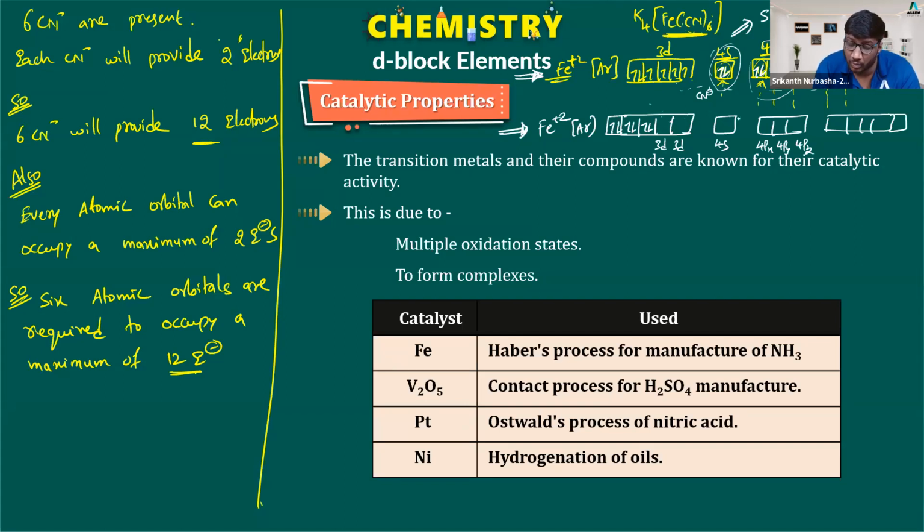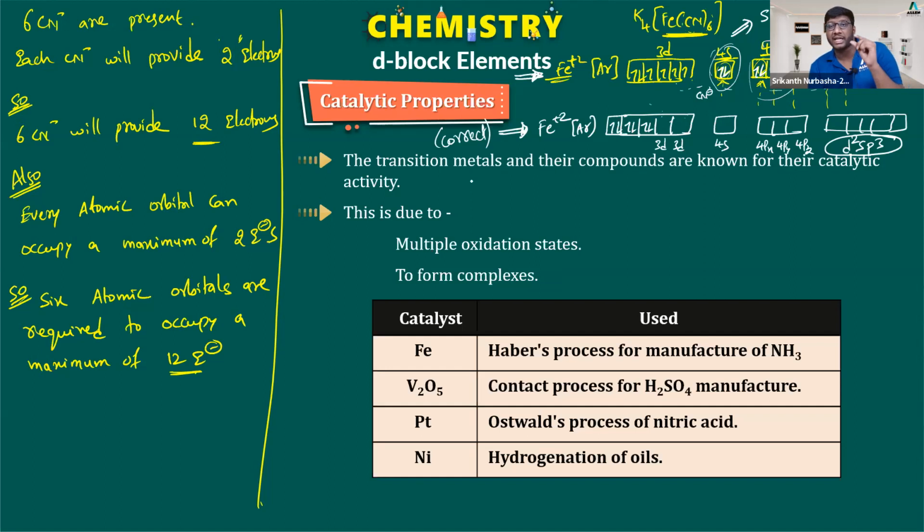2d are used, 1s is used and 3p are used. d2sp3. What is the hybridization? d2sp3 means the inner d orbitals are used. sp3d2 means the outer d orbitals are used. Which is correct? This is the correct one.